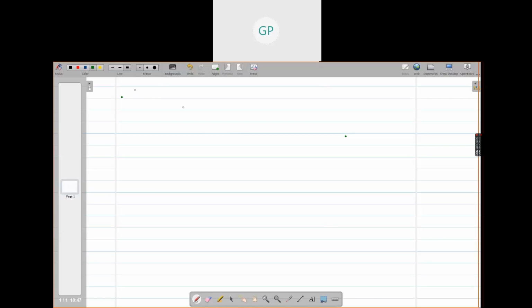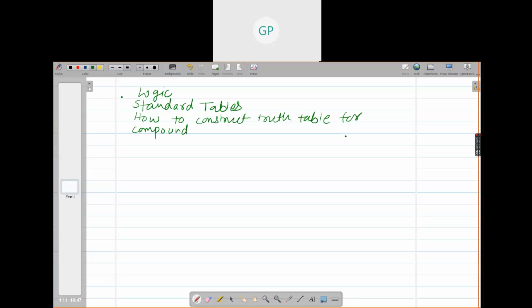Morning, all of you. So far in logic, we have seen all standard tables, right? Yes, ma'am. Then we saw how to construct truth tables for compound statements. Then we saw what is converse, inverse, contrapositive, right?